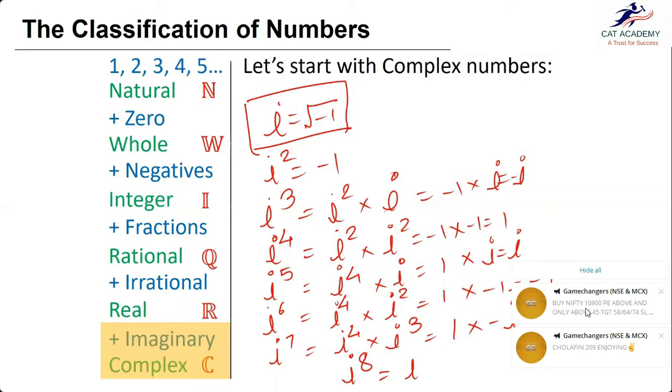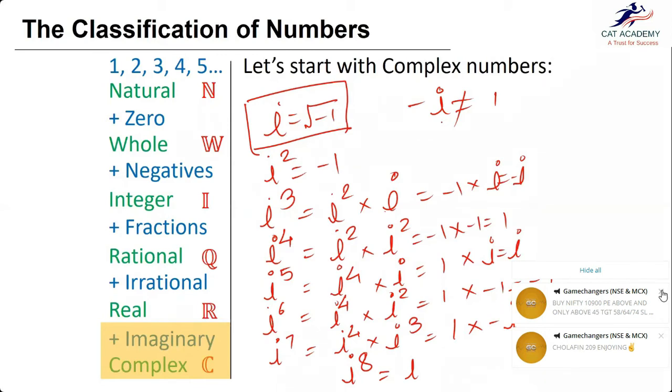Surya, minus of under root of minus 1, is it equal to under root 1? No, because minus of under root of minus 1 will be like minus i, and under root 1 is equal to 1, and i and 1 are not equal. So no. I hope that clears your doubt.